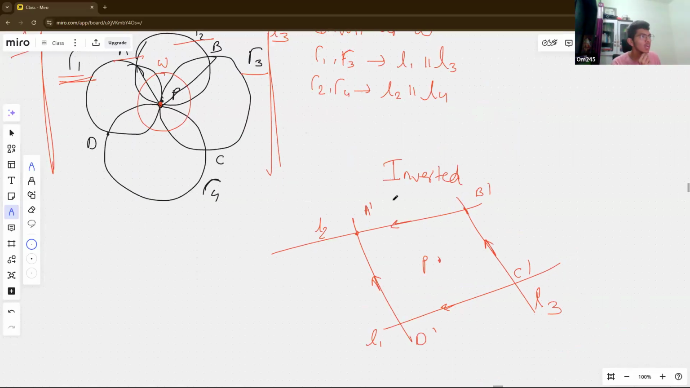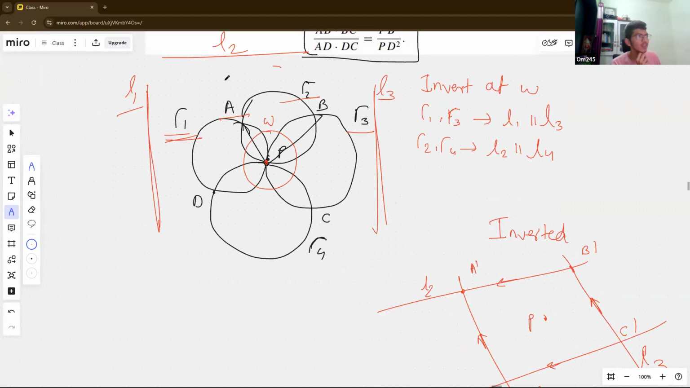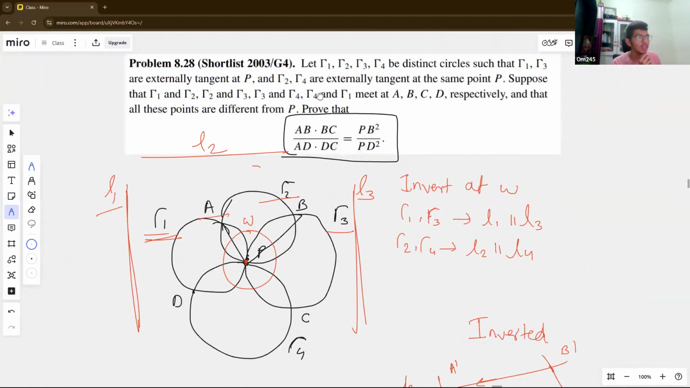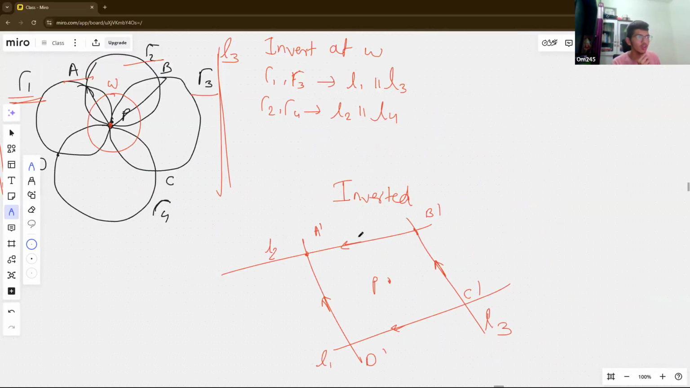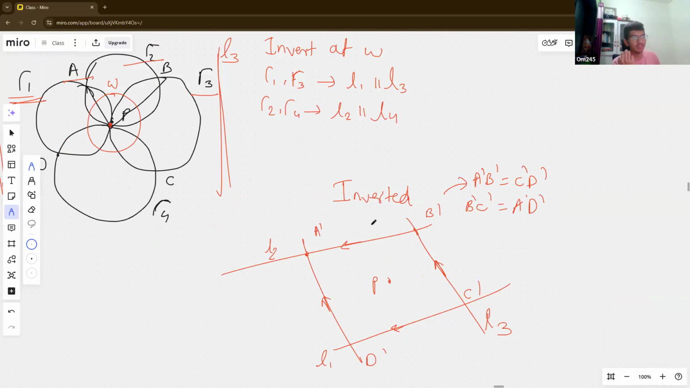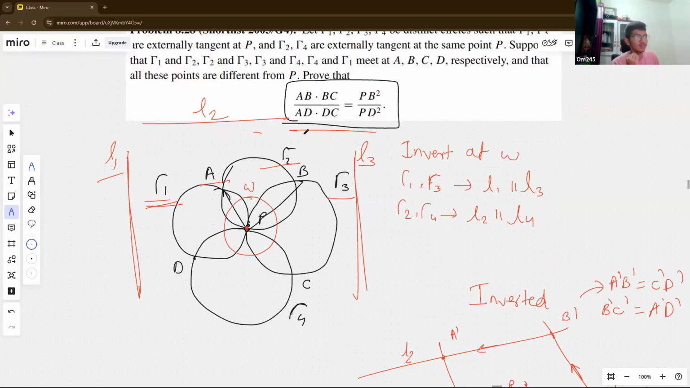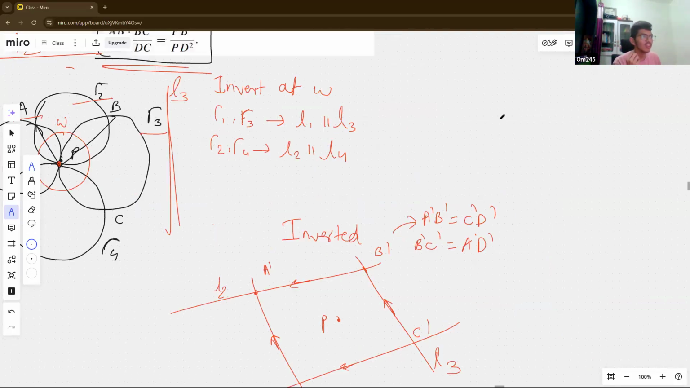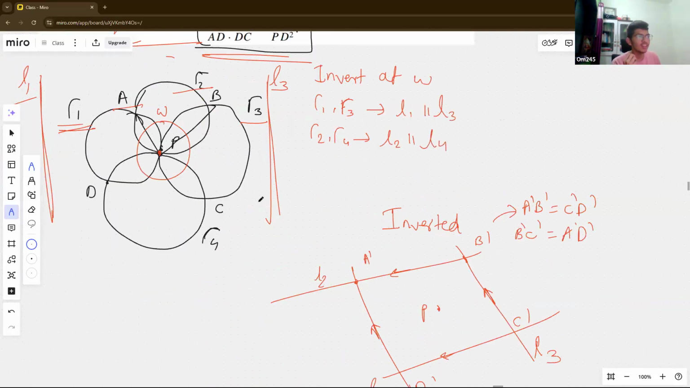But now what do we have to deal with? We have to deal with these length conditions. Because this is a parallelogram, we get A dash B dash equal to C dash D dash, and B dash C dash equal to A dash D dash. And now by using these, and also B dash D dash equal to A dash C dash, you can actually get this. So let's just do this.